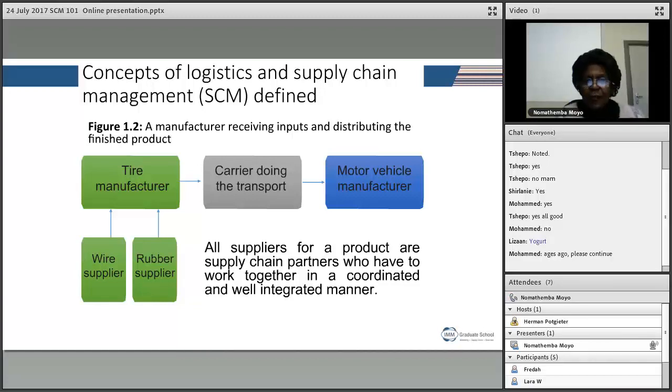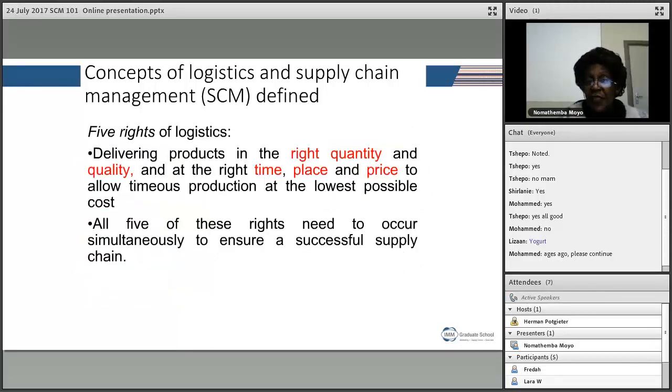Then let's look at suppliers for a product, supply chain partners who have to work together in a correlated way. Let's take, for instance, a tire manufacturer. The tire manufacturer will receive wire from a wire supplier and rubber from a rubber supplier. Then the tire manufacturer manufactures the tires, and the carrier comes, does the transport, and transports it to the motor vehicle manufacturer. So that's how these people work.